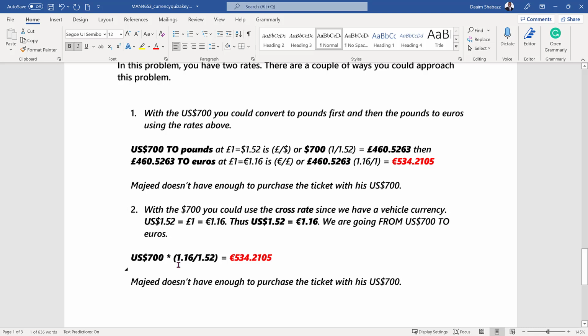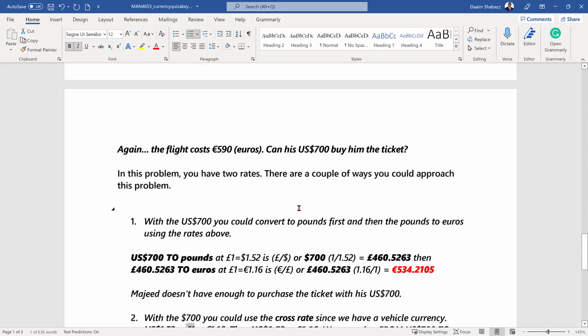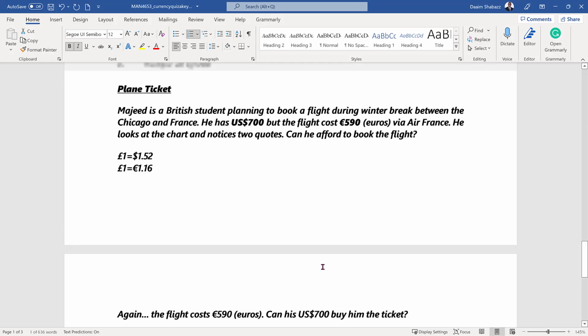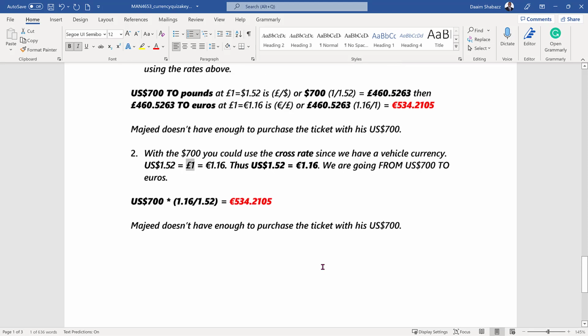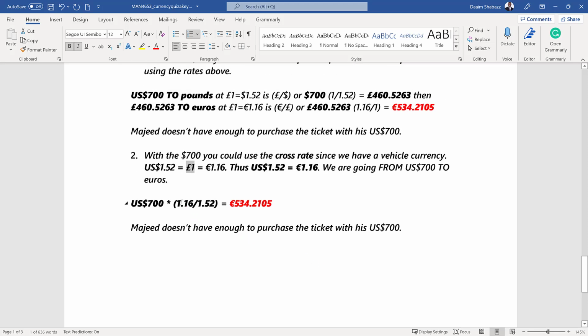Using the cross rate method, the same numbers, you're trying to find out how much $1 is equal to in euros. Using the cross rate method, these are both equivalencies to 1 pound, which is in this case the vehicle currency. Again, you have 2 pound quotes. So we're using this information to determine the ratio between the dollar and the euro. And you essentially just do the division.